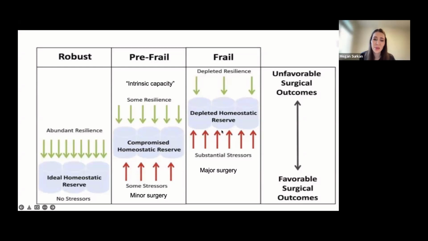And then if you look at someone who's overtly frail, and this would be more severely frail in this diagram, they have more stressors, or more physiological reserves that are depleted than homeostatic reserves remaining. If this person underwent a major surgery, you could likely predict that they would have an unfavorable outcome.